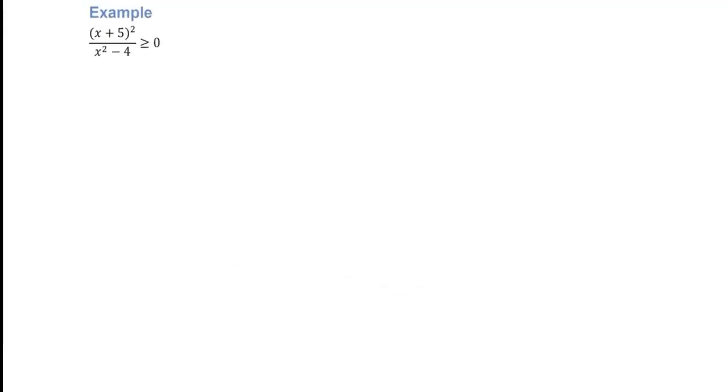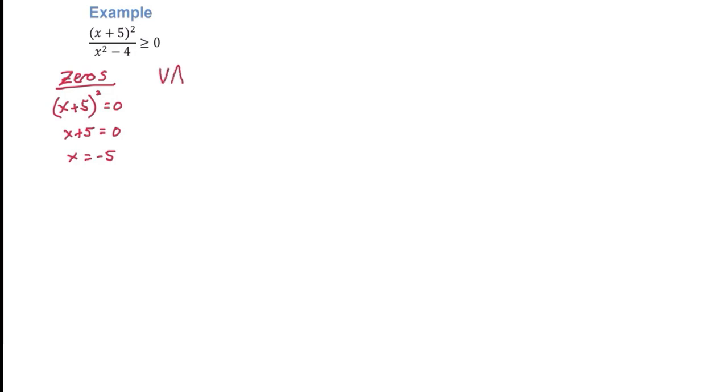In this first example, step 1 is done for us. Notice the left side has a single fraction and the right side is 0. We next can find the x-intercepts, also known as zeros. We do that by setting the numerator equal to 0 and solving. Take the square root of both sides. X plus 5 equals 0. Then subtract 5 on both sides, and x is negative 5.